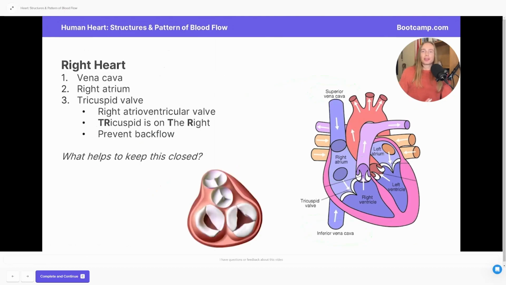Once the right atrium contracts, we are then going to pass a valve. This valve can be seen here, and it's known as the tricuspid valve. It's called the tricuspid valve because it has 3 cusps, as we can see here. The tricuspid valve is also referred to as the right atrioventricular valve. The way that I always remember that the tricuspid valve is on the right side of the heart is by this mnemonic here. Tricuspid is on the right.